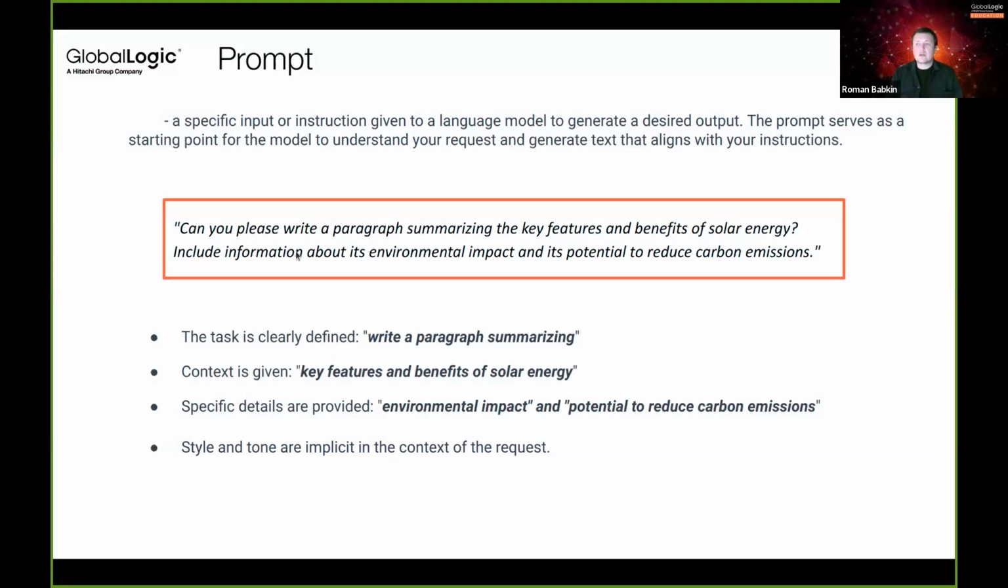Like here, can you please write a paragraph summarizing the key features of solar energy and so on. So this is a task to the model. Here we explain what we want. We give it some context, not just a pure paragraph, but about this. We give some specific details like environment impact and so on. And we explain the tone, like "please, can you," and it will answer in the same tone.